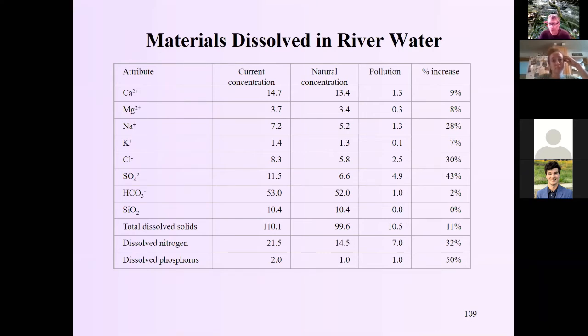Sulfate is both from atmospheric deposition, and we'll talk about that when we talk about acid rain, but also fertilization. There's a lot of sulfate in fertilizers. And the 30 and 50% increases in nitrogen and phosphorus, those are due to fertilizer from cropland for the most part. We're really putting a lot of nitrogen and phosphorus, and we'll talk about that later. So we see we have global effects on the chemistry of rivers.